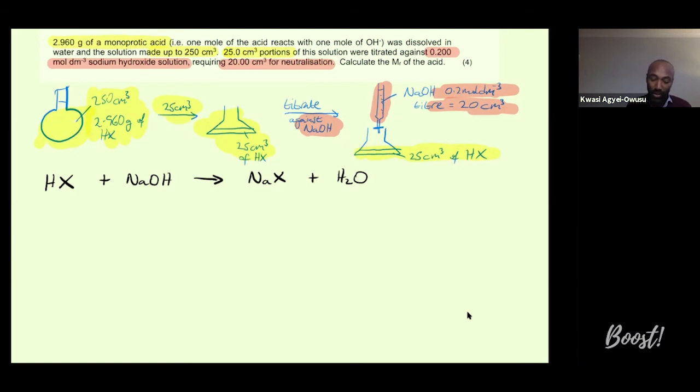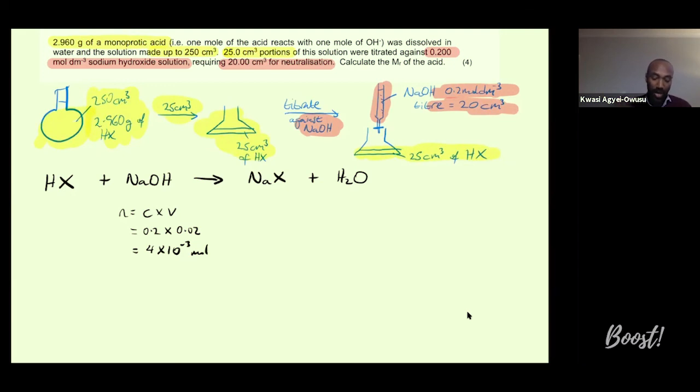Do we have enough information to work out the number of moles of one of our reactants? The answer is yes. We've got 0.2 moles per decimeter cubed of sodium hydroxide, and we know the volume of it. Okay, so we can work out the number of moles, which would be the concentration times the volume in decimeters cubed. So concentration is 0.2, and we've got a volume of 20 centimeters cubed, which is 0.02. Okay, so 0.2 times 0.02 gives us 4 times 10 to the minus 3 moles. So 4 times 10 to the minus 3 moles of our sodium hydroxide.